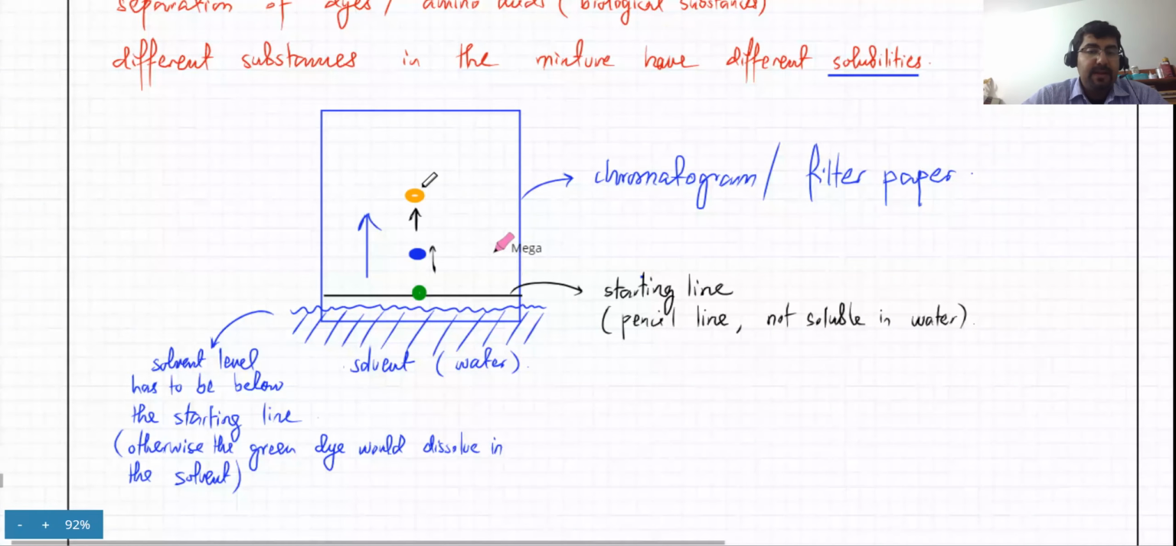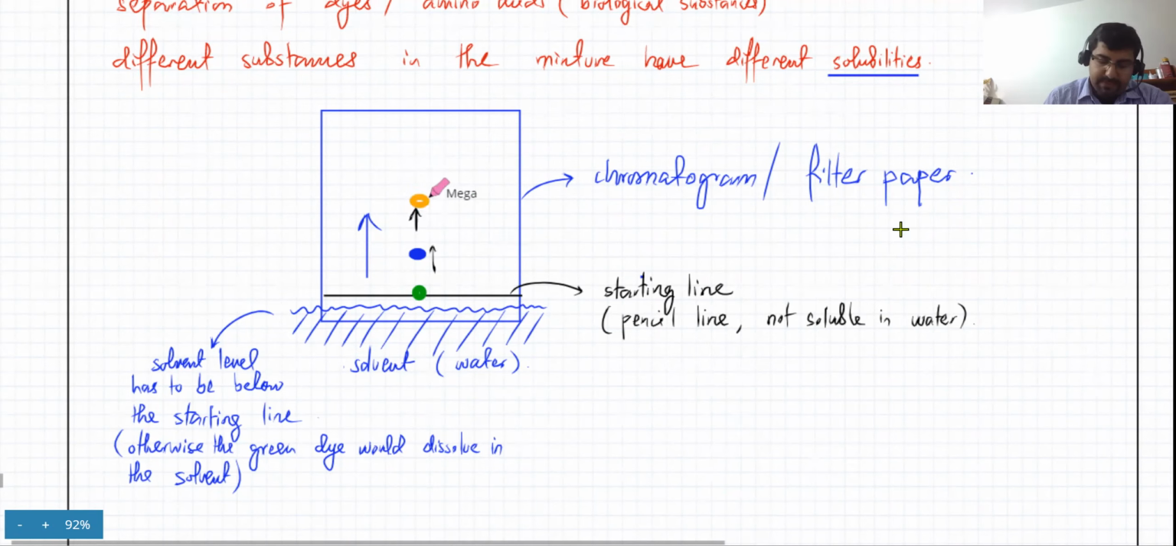So it depends. The two dyes would have different solubilities. One of them is going to be more soluble. The other would be less soluble. So as the water rises up, the yellow dye would start traveling up along with it. I'll show it here. So the yellow dye would start to travel up, and the blue dye is not very soluble, so it's going to remain behind. It's not going to dissolve in the water that much.